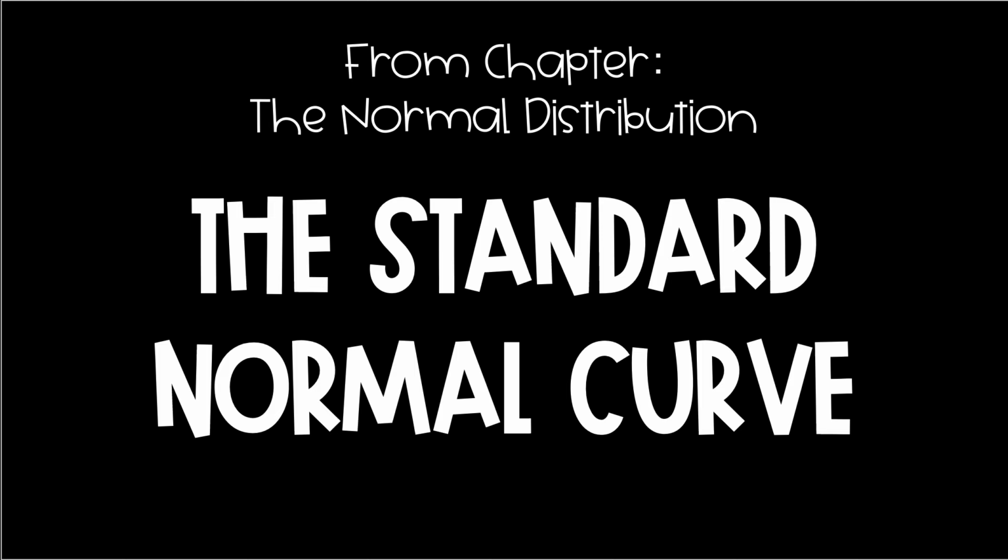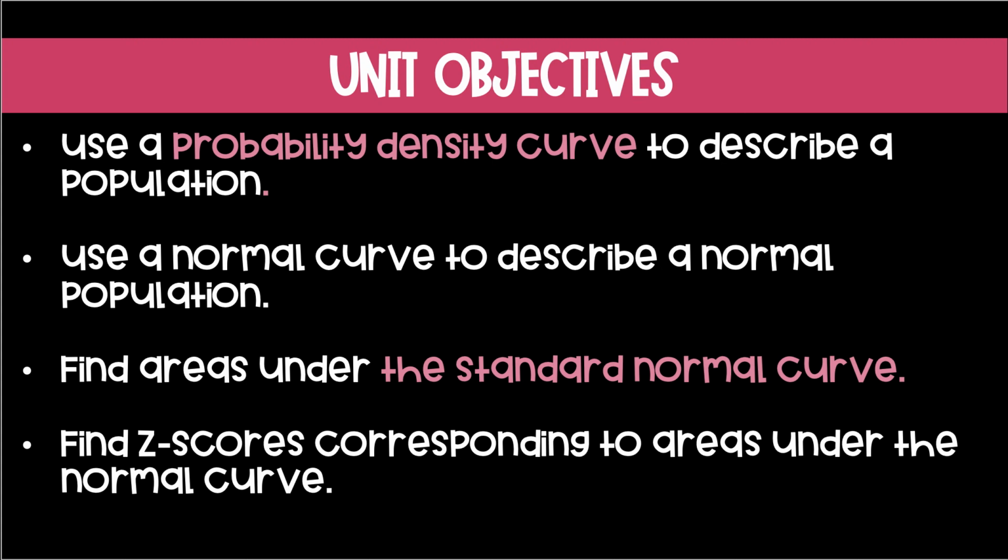The objectives for the following series of videos are to use a probability density curve to describe a population, to use a normal curve to describe a normal population, find the areas under the standard normal curve, and find the z-scores corresponding to the areas under the normal curve. Let's start with defining what is a probability density curve.